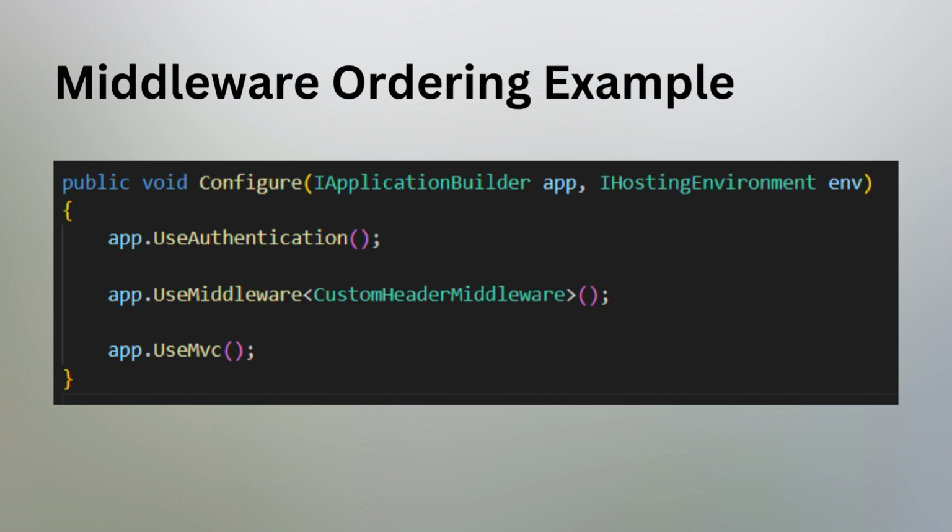To specify the order of middleware components, you can use the extension methods that accept an order parameter. The lower the order number, the earlier the middleware component will be called in the pipeline. In this example, the authentication middleware is added first, followed by the custom header middleware component and the MVC middleware.